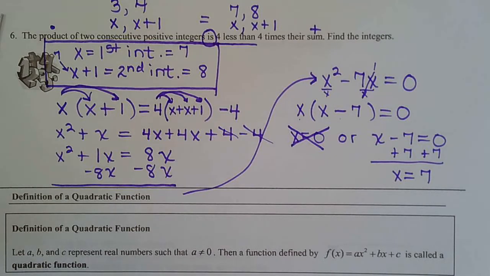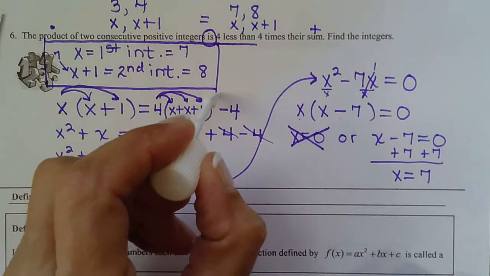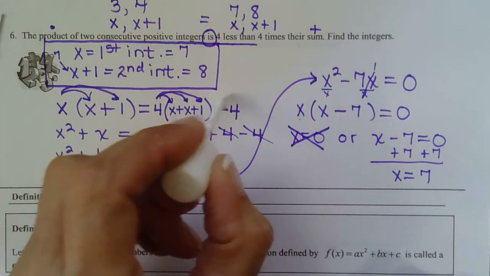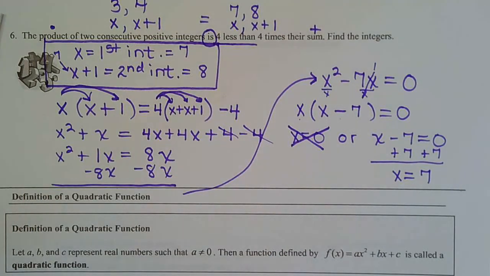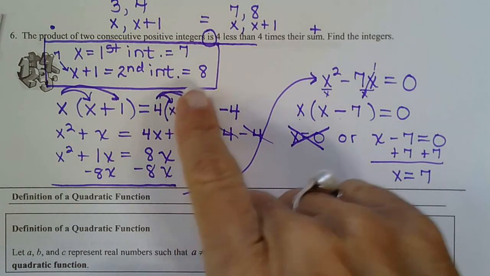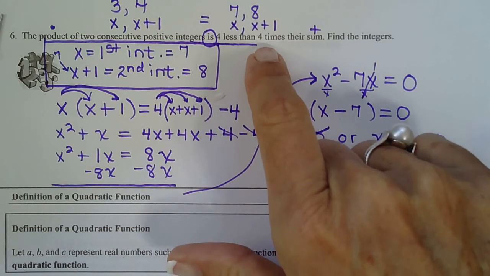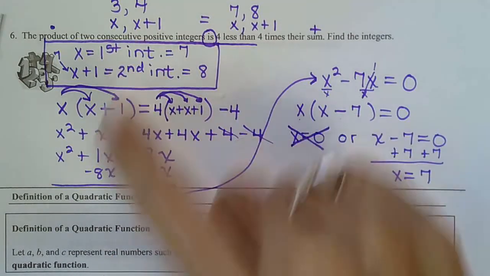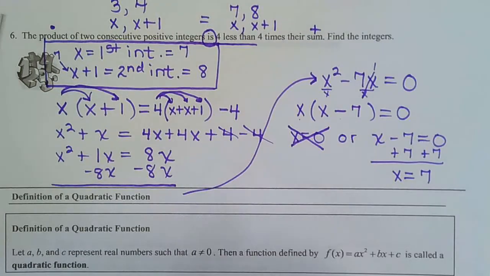7 and 8 are the 2 integers, and you could test them. You could read the problem and test them and make sure that they worked. Their product's 56. Their sum is 15 times 4 is 60. Is that 4 less? Is 56 4 less than 60? Yes, it is. So that tells you it works.